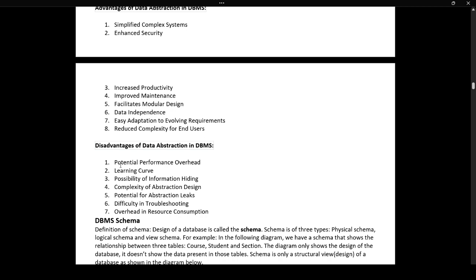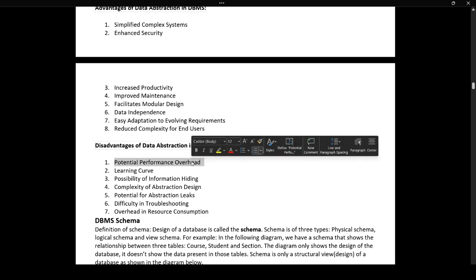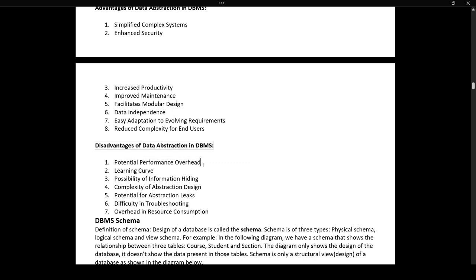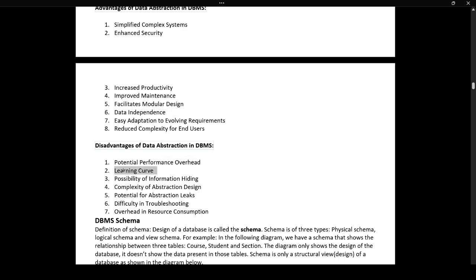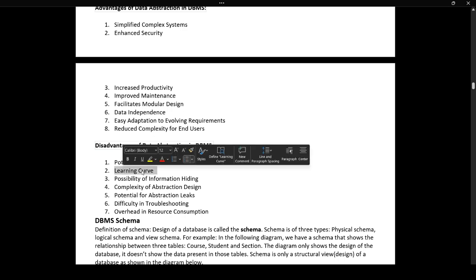Disadvantage is nothing but potential performance overhead. So performance, sometimes it is complicated. Where the data is large, it is a little bit complicated to maintain the performance. Okay, next one is learning curve. It is one of the disadvantages. Learning curve means measuring the exact output we are going to get. We are getting the exact target or not. So in those cases we use the learning curve.